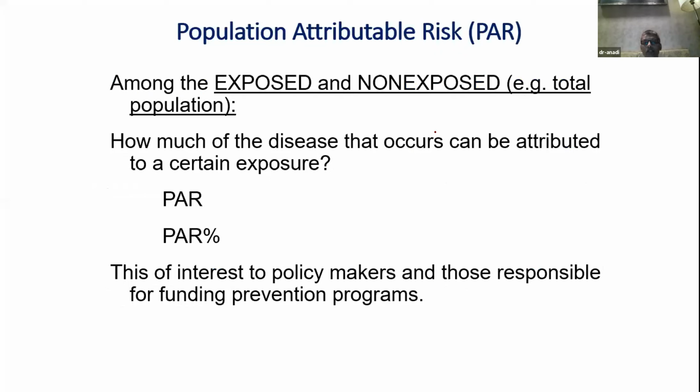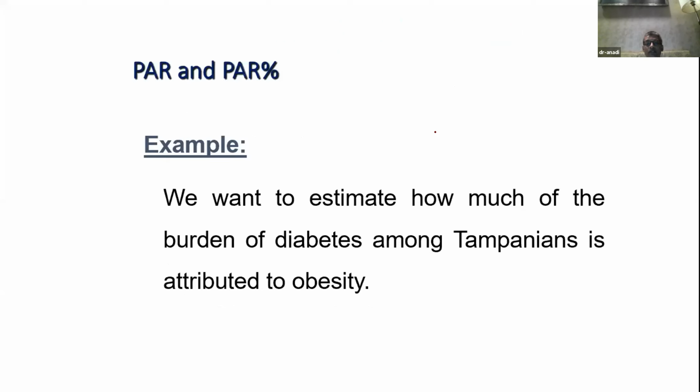Next one is population attributable risk. Among exposed and non-exposed, that is the population. How much of the disease that occurred can be attributed to a certain exposure? This can be explained by PAR and PAR percentage. This is of interest to policymakers and those responsible for funding prevention programs. So based on population attributable risk, ICMR or whatever government body it is can generate some funding program, or they can give some policy to prevent those particular cases.